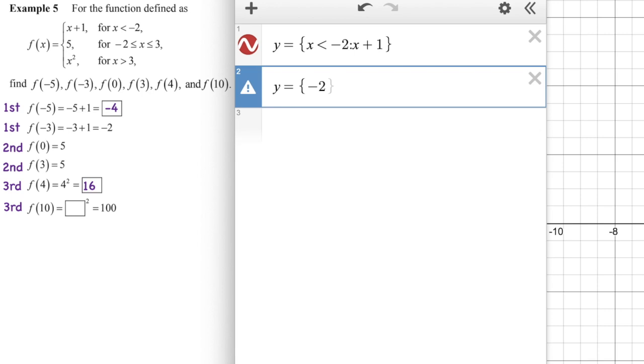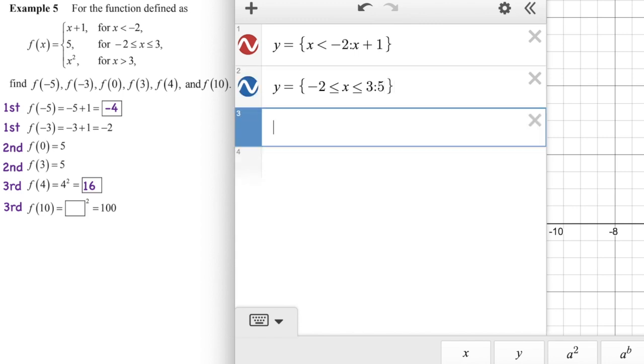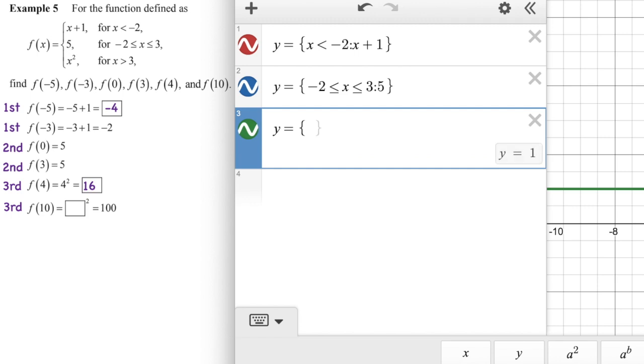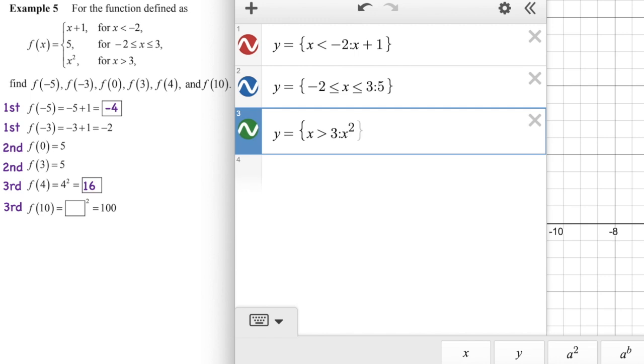-2. I need to use my toolbar to put the less than or equal to x, and then less than or equal to 3, and then semicolon 5. Close, and one more. y is equal to x is greater than 3, semicolon, x squared, and then close. So I have all my different values here. I've got my red, my blue, and my green.